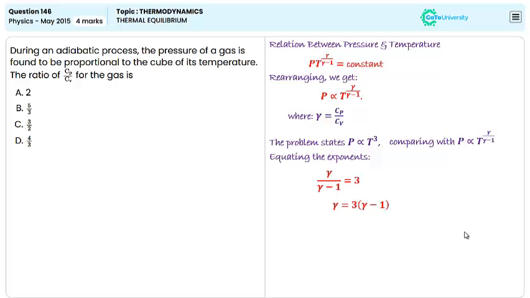Let us expand and simplify this. We get gamma is equal to 3 gamma minus 3. Rearranging the terms, we get 2 gamma is equal to 3, which means gamma is equal to 3 by 2. So the correct answer is option C, 3 by 2.